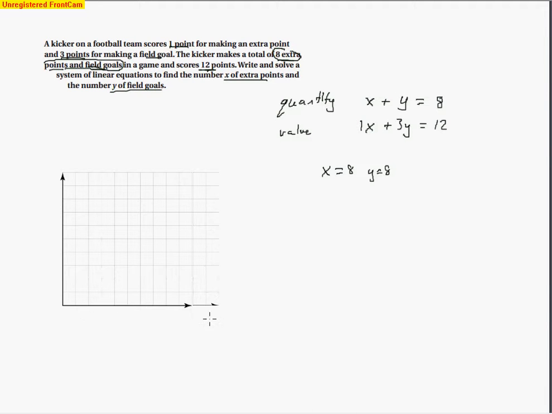So the x-axis represents the number of extra points, and the y-axis represents the number of field goals. And so I'm going to figure out what my values are. I have to go up 8 spaces, so I'm going to go by ones here. I'll just number each of these off, counting by 2s. So it's 2, 4, 6, 8, 10.